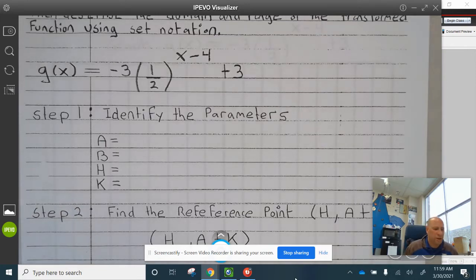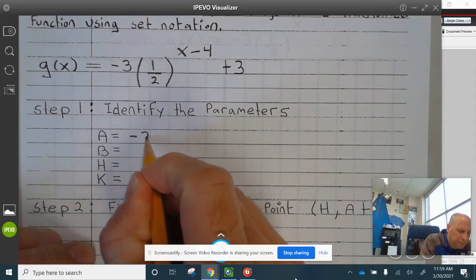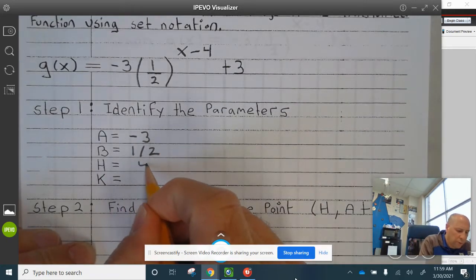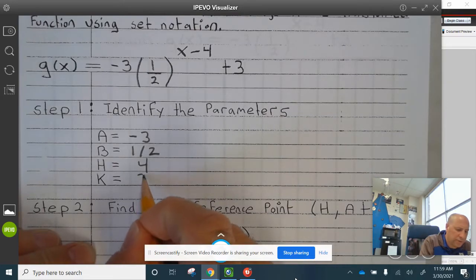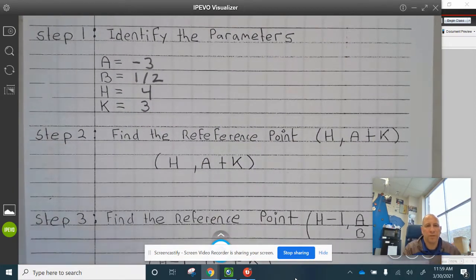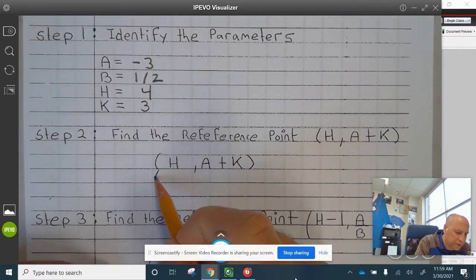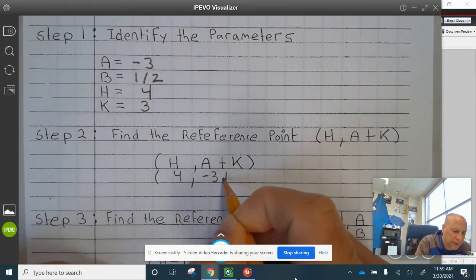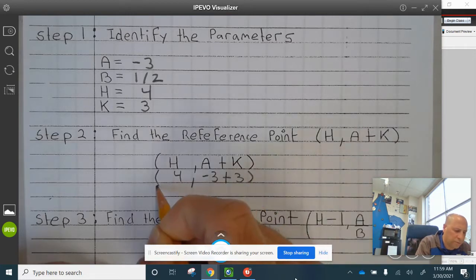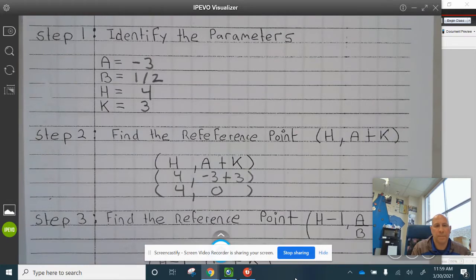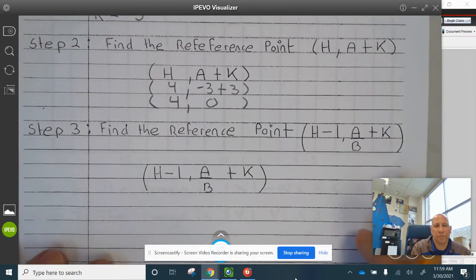Identify the parameters. So the a value is -3, b is 1 divided by 2, h is 4, and k is positive 3. Step 2, find the reference point (h, a + k). So h is 4, a is -3, plus k, which is 3. So this reference point is (4, 0).